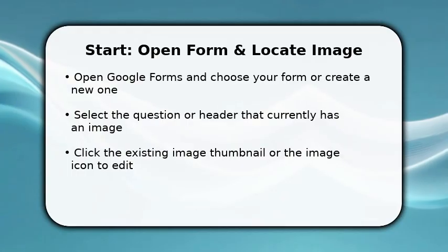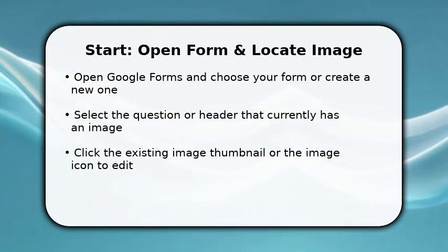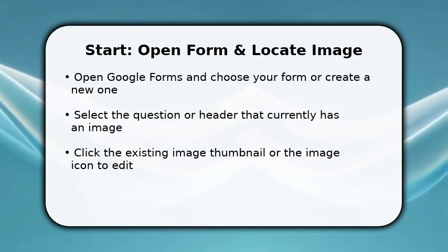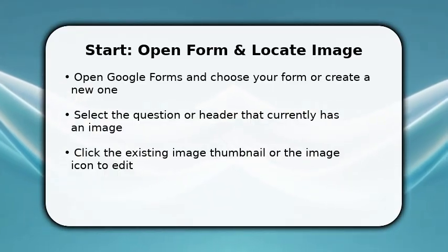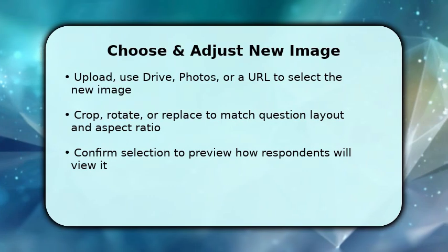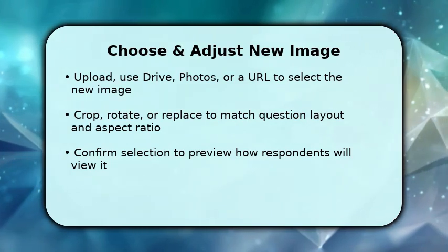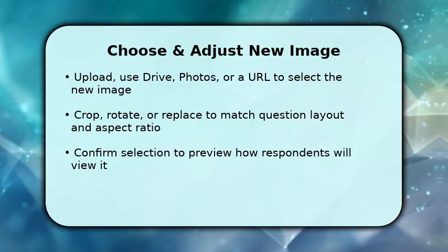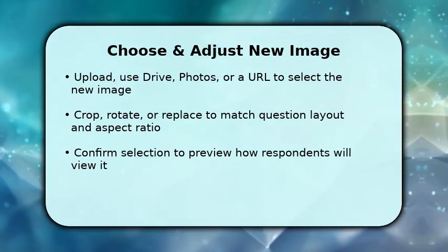Make sure you pick the correct placement, question, option, or header, because that determines how respondents see it. Now proceed to select your replacement image. After the picker opens, choose Upload or select from Google Drive, Google Photos, or enter an image URL. This gives you flexibility for file sources.